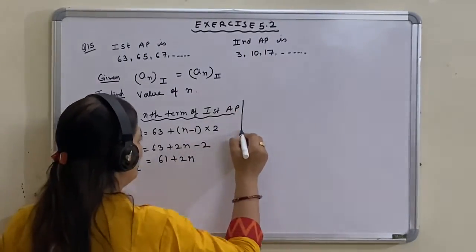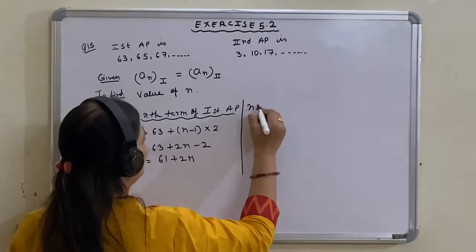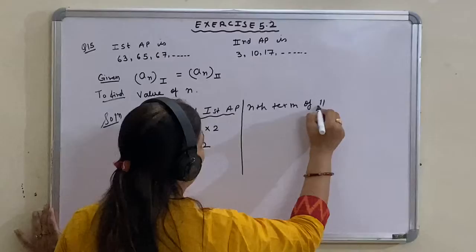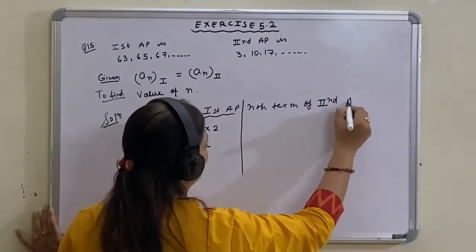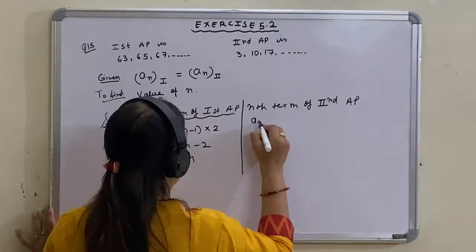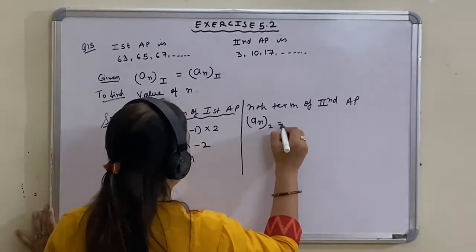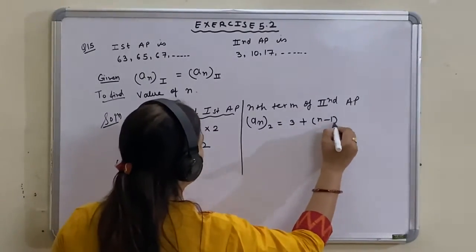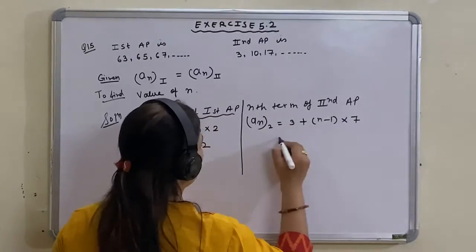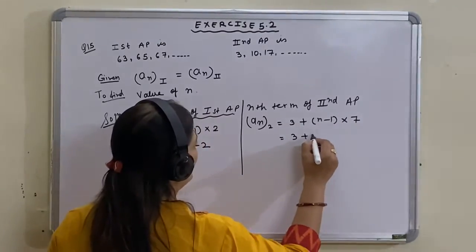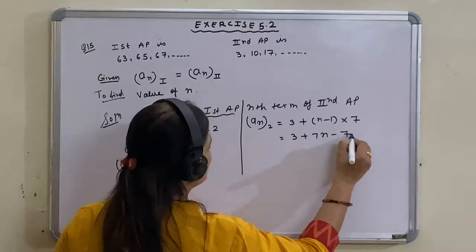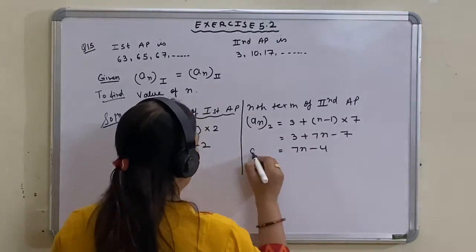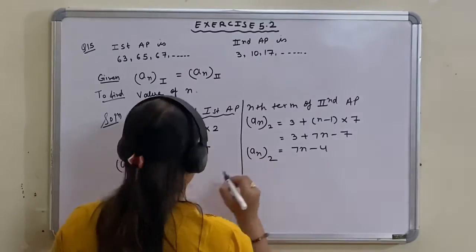Now you can find the nth term of second AP. That is an of 2 is equal to a. What is a? It is 3 plus n minus 1 into 10 minus 3 is 7. So it will be 3 plus 7n minus 7 and it will be 7n minus 4. It is the nth term of second AP.